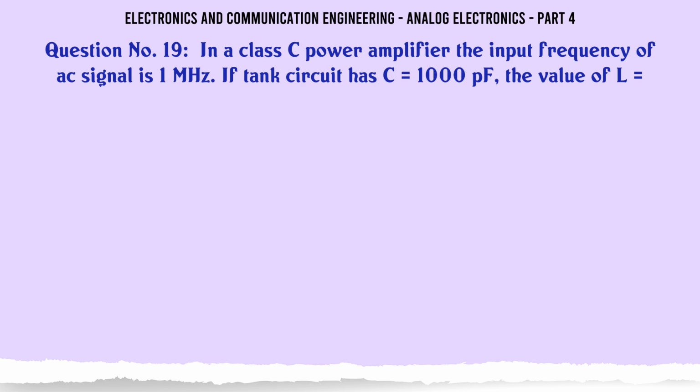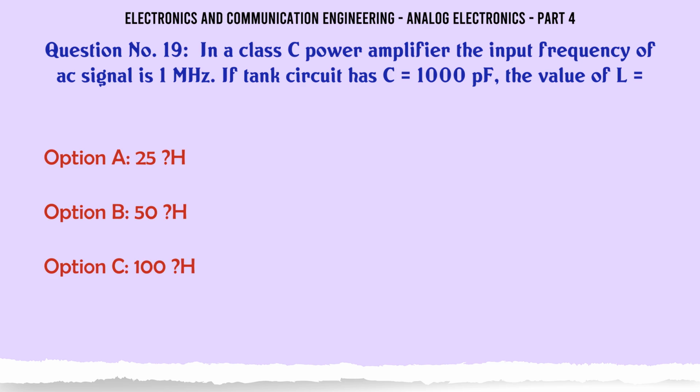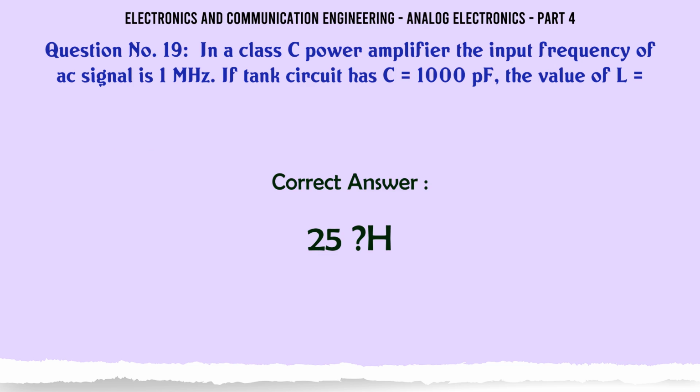In a Class C power amplifier, the input frequency of the AC signal is 1 MHz. If the tank circuit has C of 1000 pF, the value of L is: A. 25 µH, B. 50 µH, C. 100 µH, D. 200 µH. The correct answer is 25 µH.